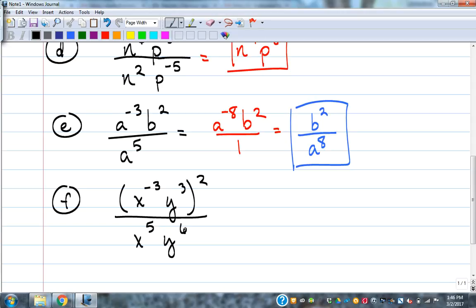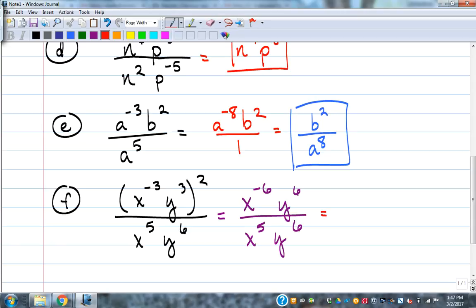All right, so we got x to the negative 3, y to the third, positive 3, all that in parentheses, squared. And then on the bottom, we have an x to the 5th and a y to the 6th, both positives. So we're going to follow all the other rules first, negative exponents last. So what do we do to the top? Distribute the exponent of a 2. So that would be x to the negative 6, y to the positive 6, x to the 5th, y to the 6th. Okay?